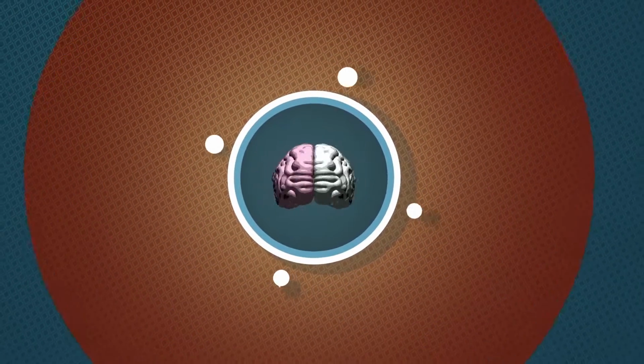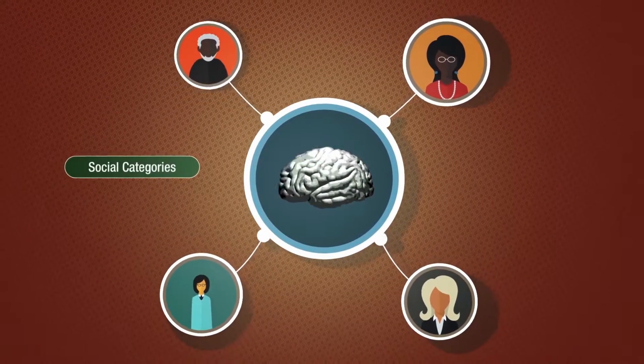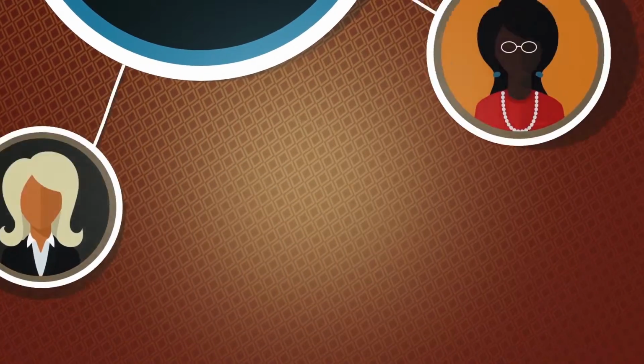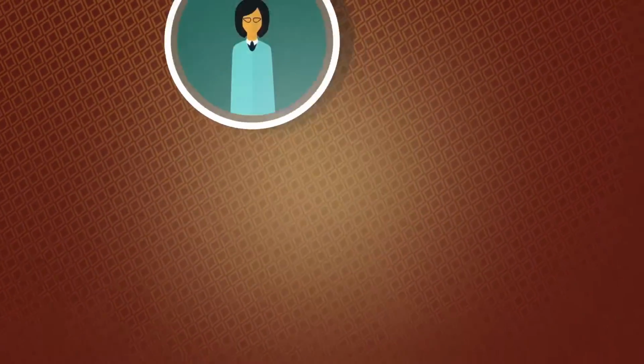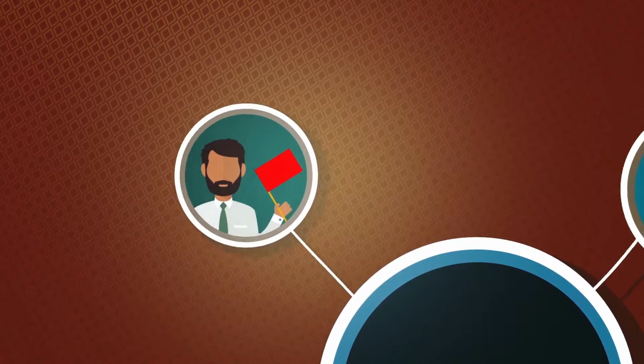Research tells us that human beings have a natural tendency to place individuals into social categories. These categories are often based on visual cues such as gender, cultural background, age, height, or body size. We also categorize based on social background, job roles, religious identity, or political affiliation.